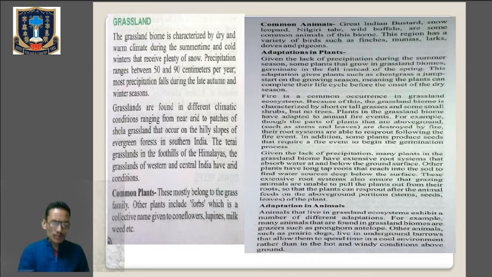Now let's go to the adaptations seen in the animals present in the grasslands. Animals that live in grassland ecosystems exhibit a number of different adaptations. For example, many animals present in the grassland biome are grazers, which means they feed on grasses, such as the pronghorn antelope. Other animals such as prairie dogs live in underground burrows that allow them to spend time in a cool environment rather than in the hot and windy conditions above the ground. So these are a few adaptive features present among the animals seen in the grassland biome.